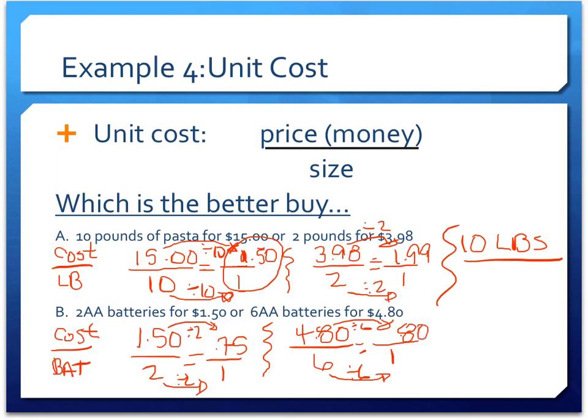So in this case, it doesn't pay to buy in bulk. It actually pays to buy the smaller quantity, because here we're only going to pay 75 cents per battery. So I would want to buy the packs that come in 2 for about $1.50 and buy as many as I need, versus buying the 6-pack for $4.80, because there I'm paying 80 cents per battery. So yeah, the 2-pack is a much better deal than the 6-pack.